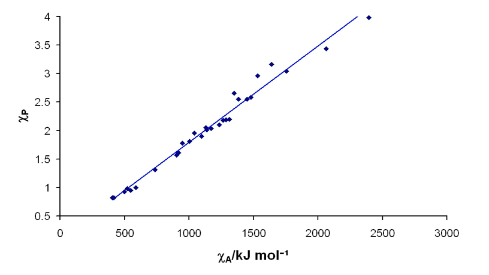μ_Mulliken equals minus χ_Mulliken equals minus (E_I plus E_A)/2.